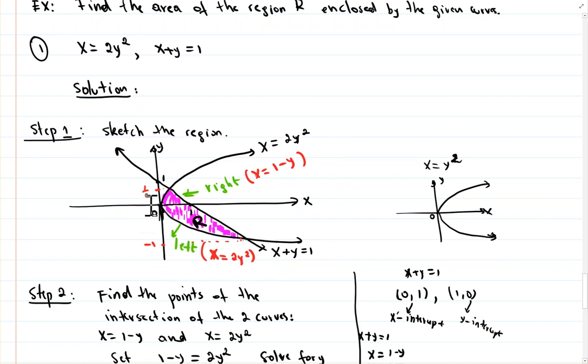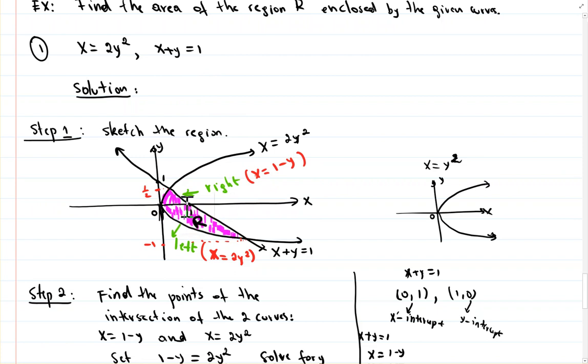That will give us the limit of integration. First, before we use the formula to integrate, we'll have to write this x plus y equals 1 as a function of y. So basically we'll have to move y to the other side. So you get x equals 1 minus y.